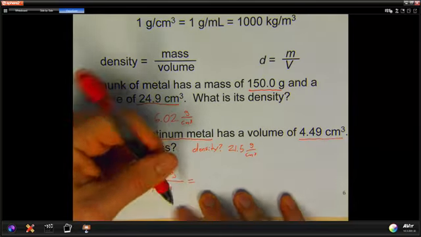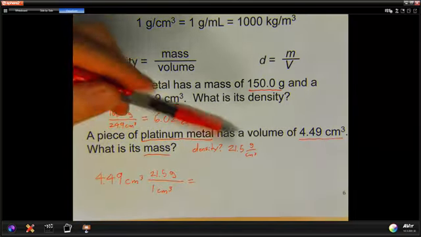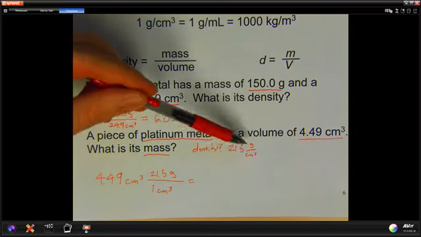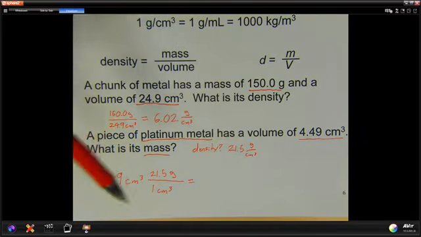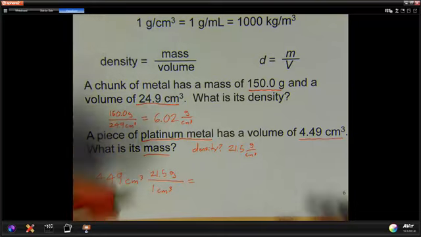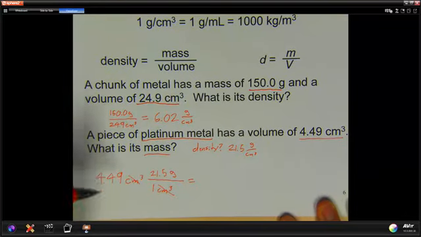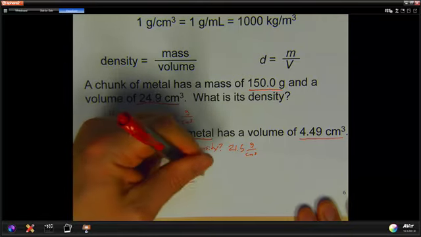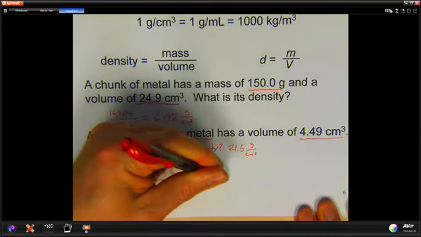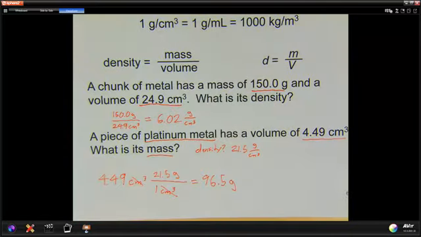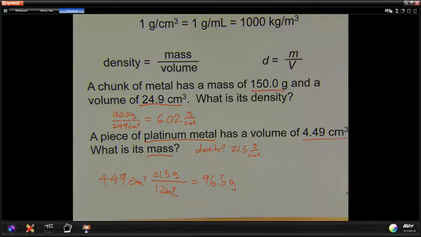And again, you can set this up with either the mass or the volume on top, depending on which one you need. We needed mass on top this time. Okay, so the cubic centimeters cancel. We take 4.49 times 21.5, and we get 96.5 grams. Okay, so that's the solution to those two questions.